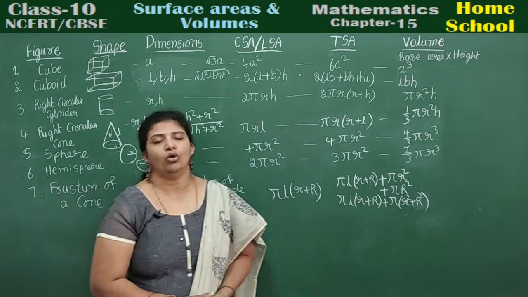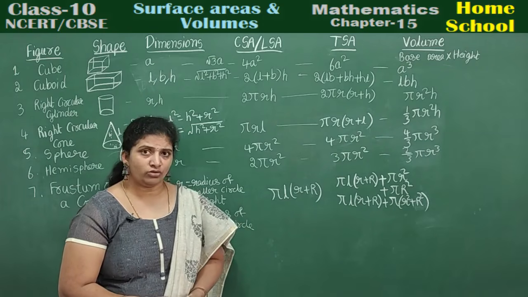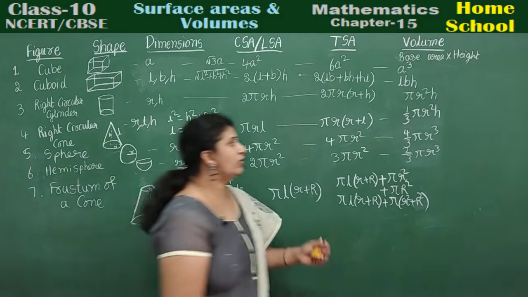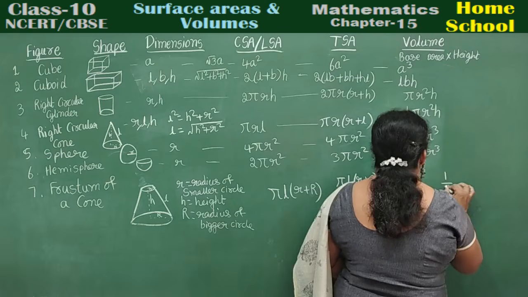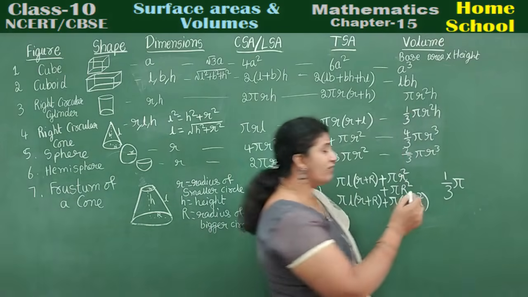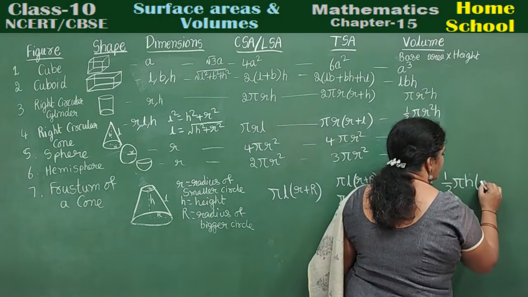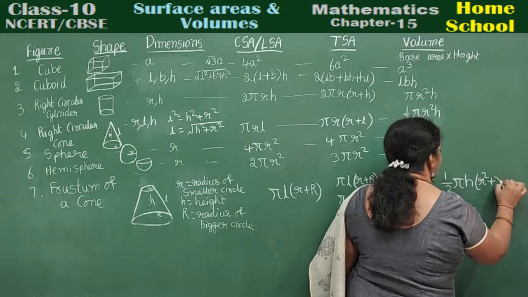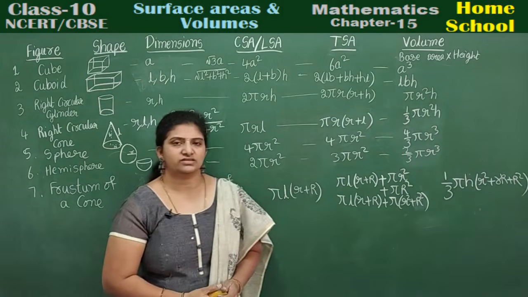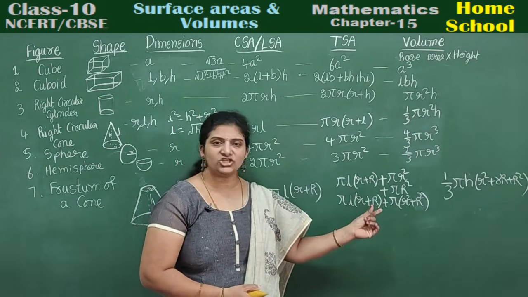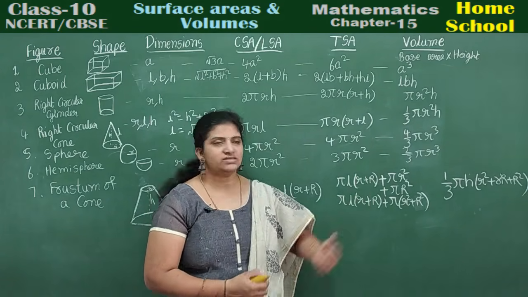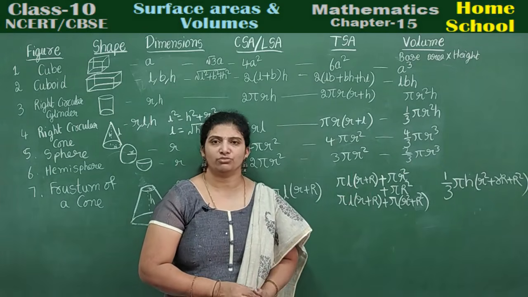Now coming to volume. What is the volume of a frustum of a cone? The volume of a cone is 1 by 3 pi R square H. Similarly, we are going to calculate volume like this. 1 by 3 pi R square H. Pi R square H, how can we write? Pi into H into (small r square plus small r capital R plus capital R square) cubic units. So 1 by 3 pi H into (r square plus r into R plus R square) is the volume of a frustum of a cone.